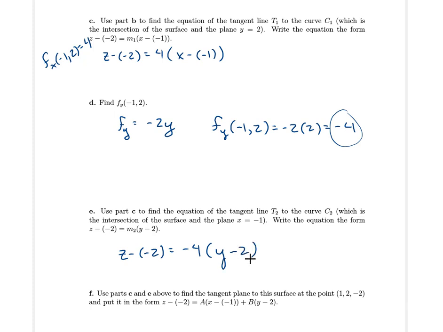All right, and now finally in part F it says use parts C and E above to find the tangent plane to this surface at the point 1, 2, negative 2, and put it in this form. First of all, this is clearly a plane, right? Because remember, our equations of planes have an x, a y, and a z, multiplied by constants, and then you also have a constant value if you combine all your like terms. But there's no reason I couldn't write it out like this, right?